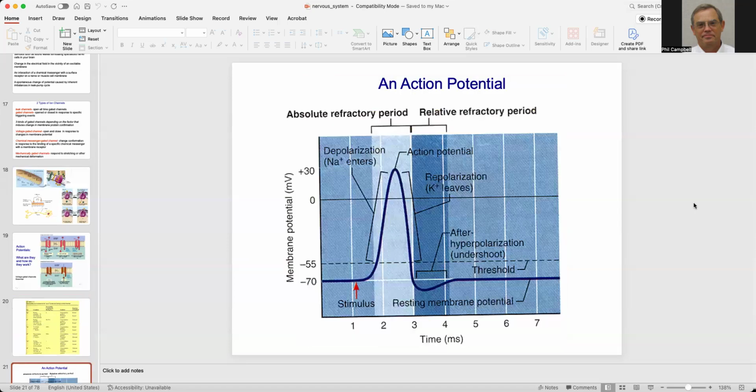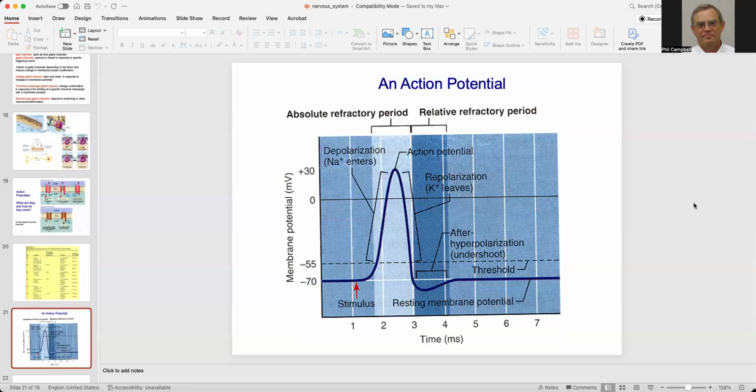Now, this is what an action potential looks like, right? So we can actually measure it. There's membrane potential on the y-axis, and time is on the x-axis, all right? So let me walk you through it, because this is critically important that you understand what an action potential is before we can talk about graded potential, right?